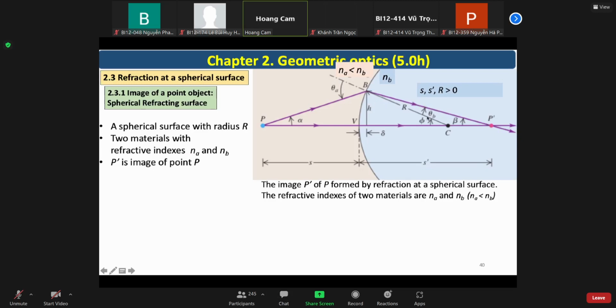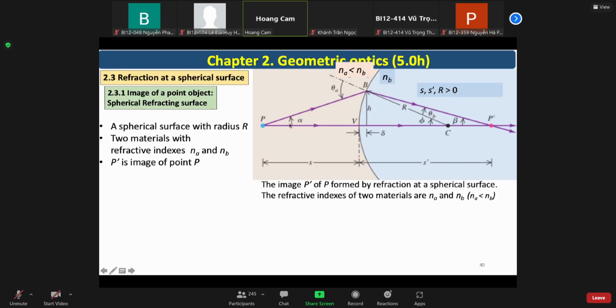The intersection of the two refracted rays is at this point. So this point is the image, and the rays actually intersect, so you have a real image. In this case, we have S prime and also R, all of them positive.